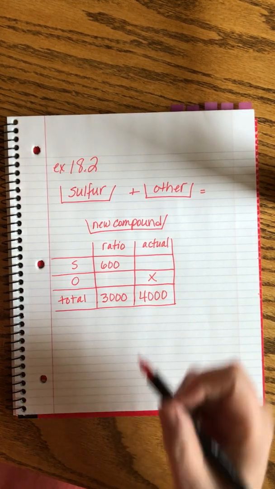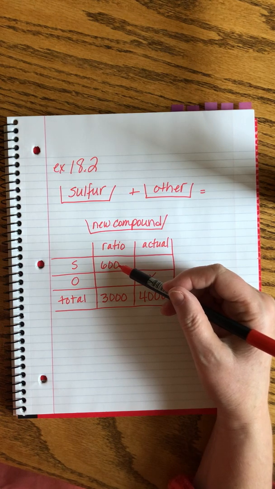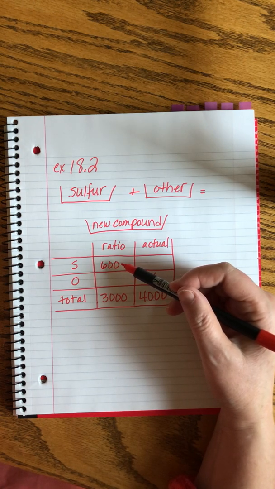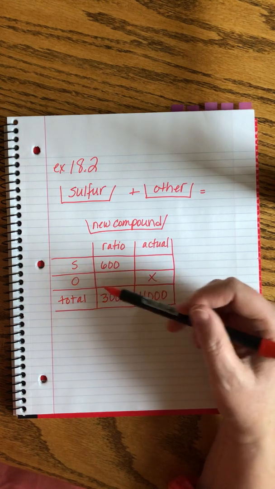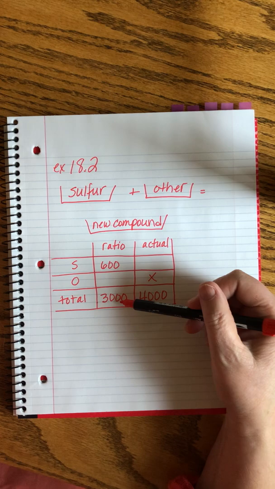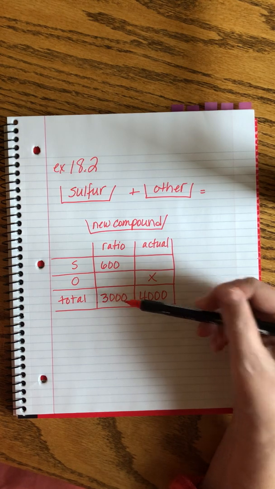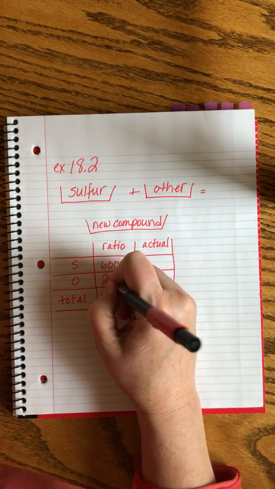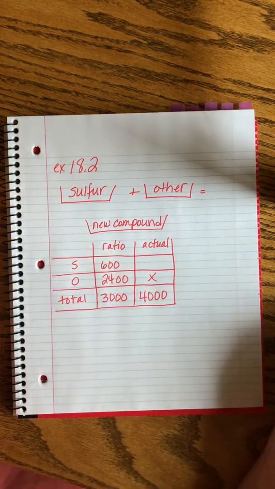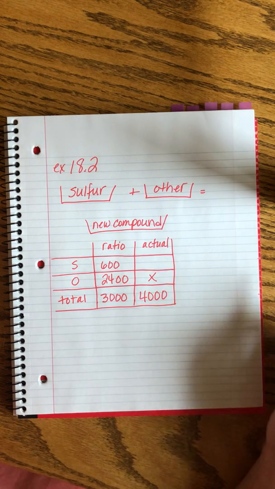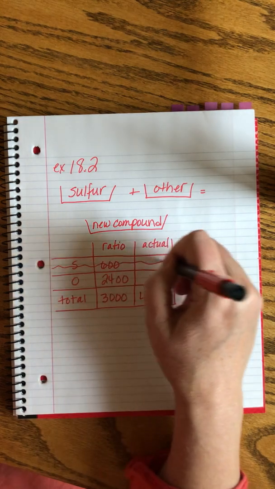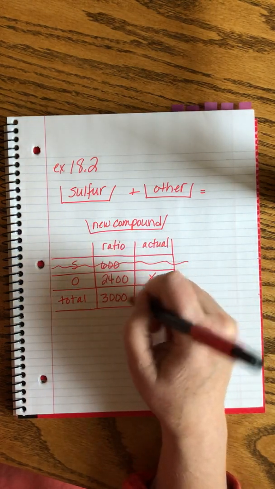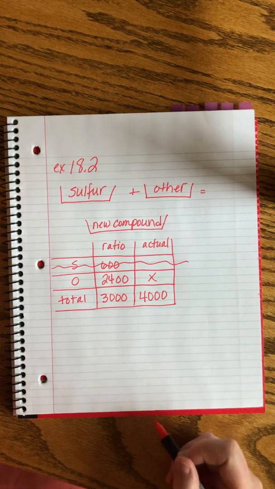What we have to figure out is if we have 600 units of sulfur and we ended up with 3,000 units of this compound, that means this must have been 2,400. It has to add to 3,000, right? That is super helpful. Now we see, okay, we don't need this row. These are the 2 rows and columns that will give us the proportion we need.